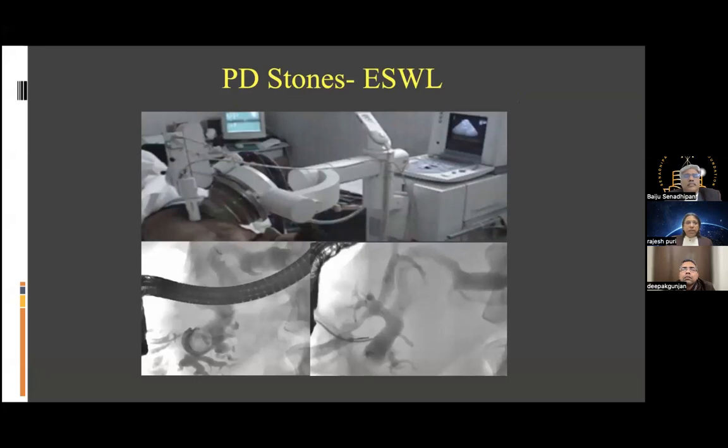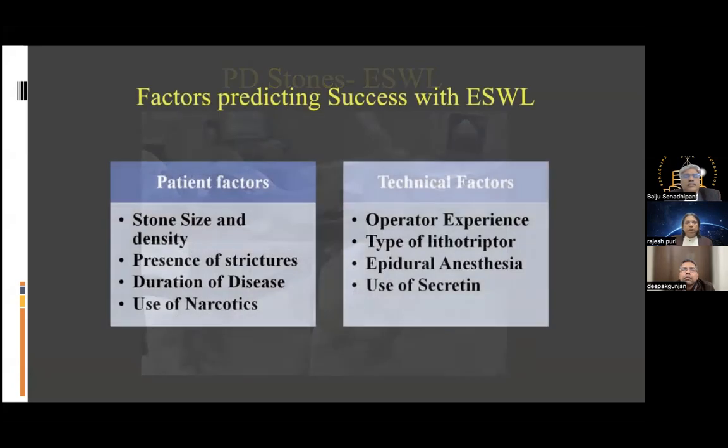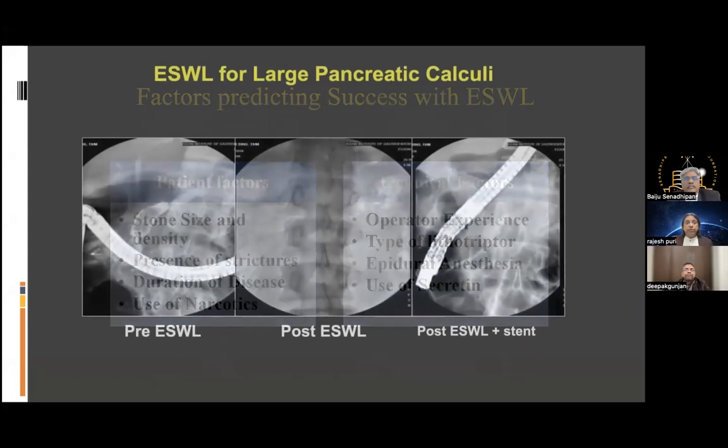I think ESWL is the most important standard of care, and the success of ESWL depends upon the stone size and density, presence of a pancreatic duct stricture, the duration of the disease, and whether the patient is using narcotics or not. Technical factors, operator experience, and the type of lithotripter machine are also very important. It should be done under epidural anesthesia because it produces pain. You may use secretin.